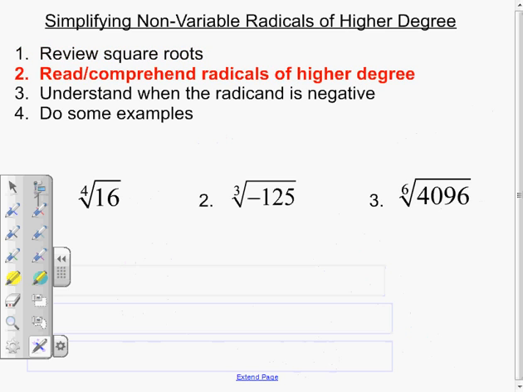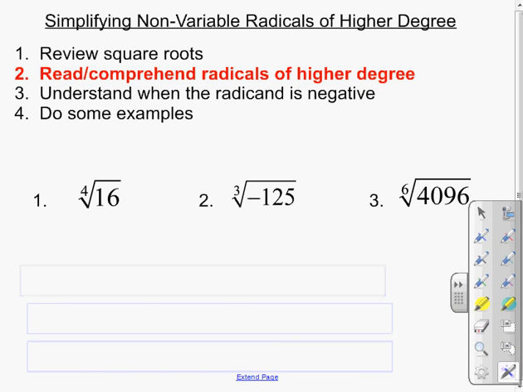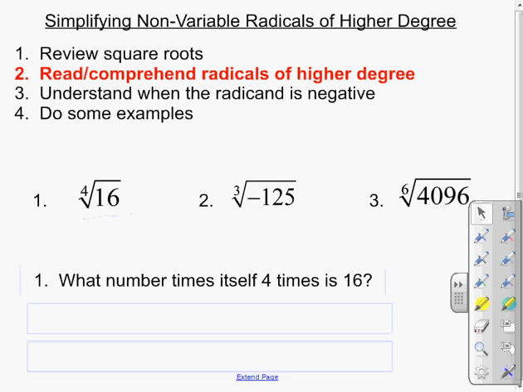Okay, so let's move on from there and move over into reading and comprehending radicals of higher degree. So I have three examples here, and I'm going to talk about what these examples mean in terms of how they are read and what they stand for. This first one here is read the fourth root of 16. And what it means when we say it is what number times itself 4 times is 16.